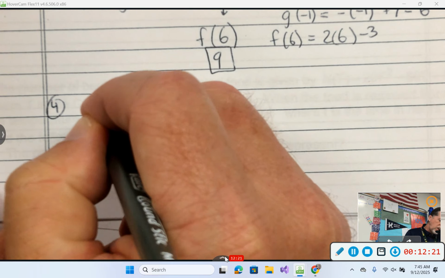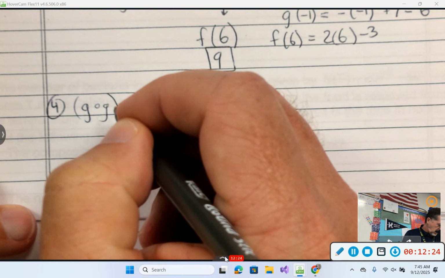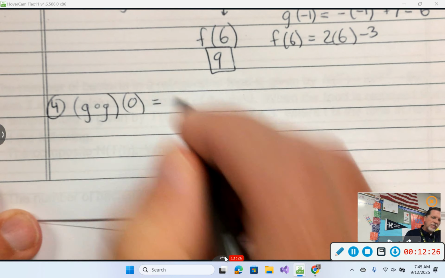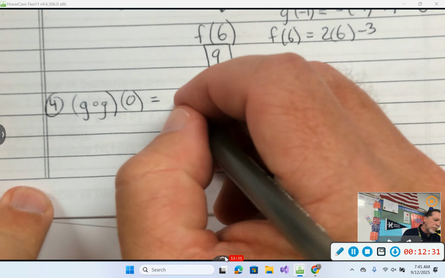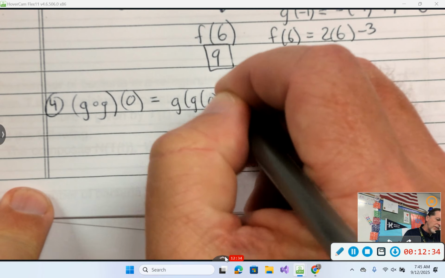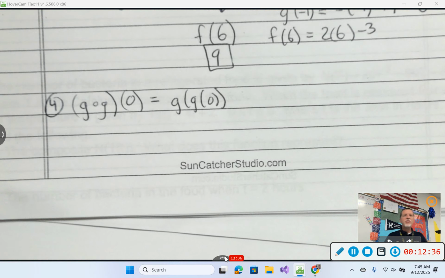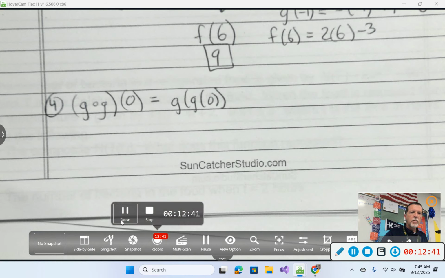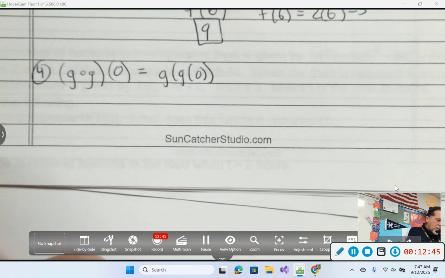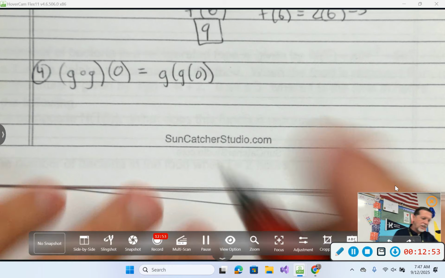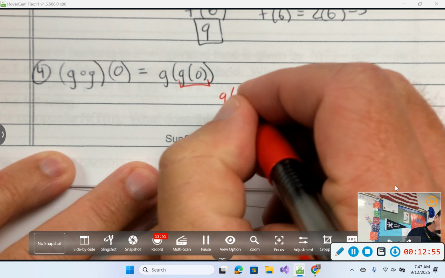How about g of g of 0? Why don't you try this one on your own? I'm going to rewrite it because I think it just looks better and easier if I write it as g of g of 0. And then we'll see if your answer is correct. So, what am I finding first? What am I plugging in to what function? 0 into g. So job 1 is g of 0.